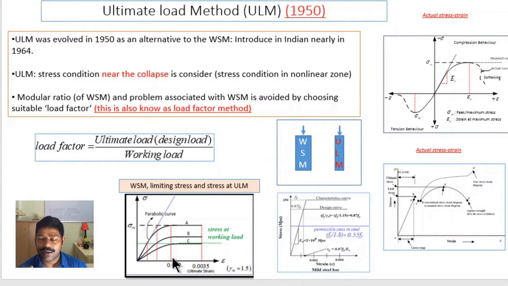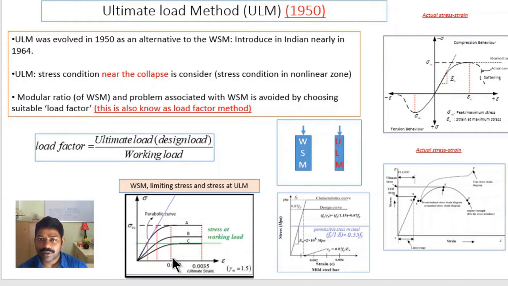First, we are allowing the stress to reach near the nonlinear zone, near collapse. Second, we are introducing one load factor to enhance the load. We introduced the modular ratio in the working stress method. In the ultimate load method, we have introduced the load factor, which is the ultimate load for which you want to design divided by the working load. So how are we achieving the ultimate load?